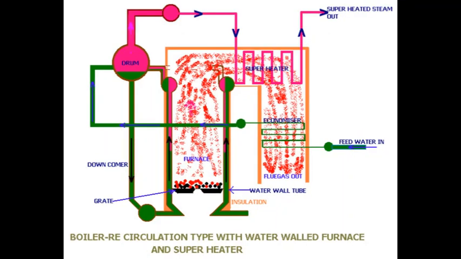Gradually, to improve the heat content of the steam, superheaters were introduced within the furnace zone and in between the convective and radiant zone of the boiler, and subsequently for large capacity units reheaters were also introduced.